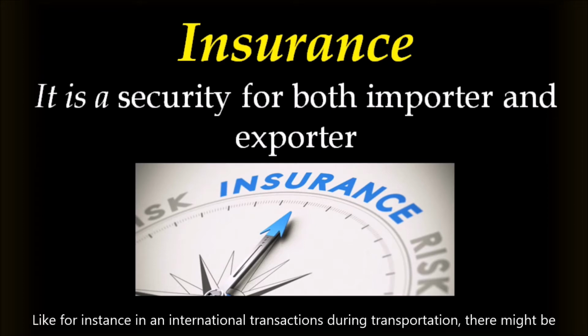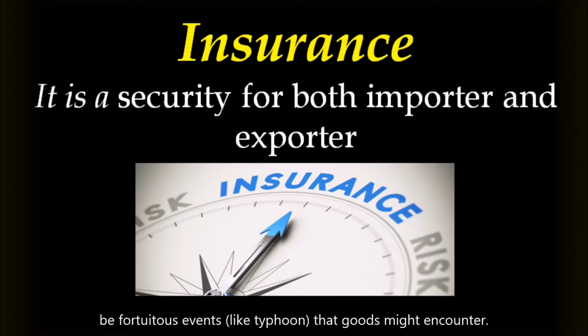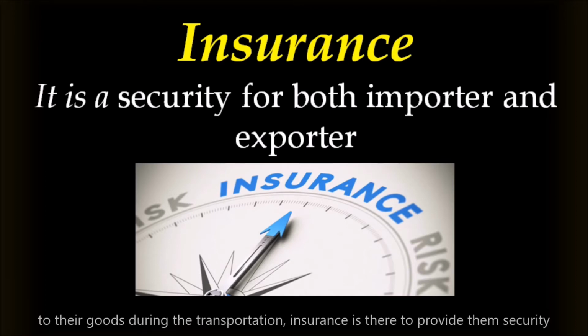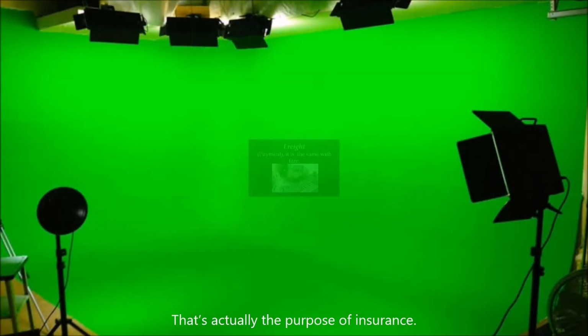For instance, in an international transaction, during transportation, there might be fortuitous events like a typhoon that the goods might encounter. So, in order to secure the importer from any damages or loss that will be encountered by their goods during the transportation, insurance is there to provide them security and claims for the liability of their goods. That's the purpose of insurance.